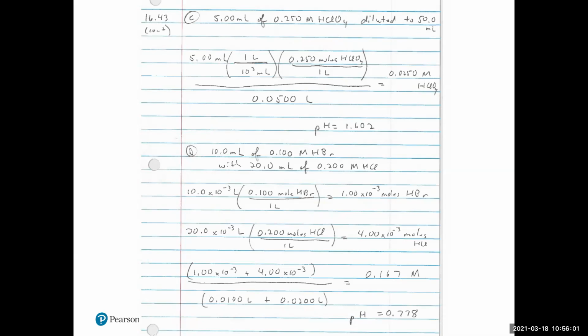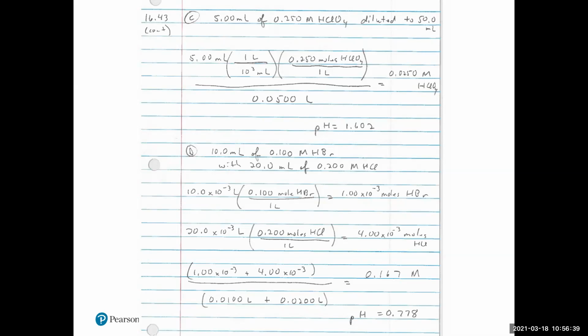So let's do the last one in this problem set here. We're told we have 10 mL of 0.1 molar HBr and 20 mL of 0.2 molar HCl. So we've got 2 different strong acids here. Well, the beauty of this is they're all going to go to H plus, right? So it doesn't matter that one's HBr and one's HCl. What we will do is use the volume of each of them to calculate how many moles of each of them are present. So kind of similar to what we did in part C of the problem.